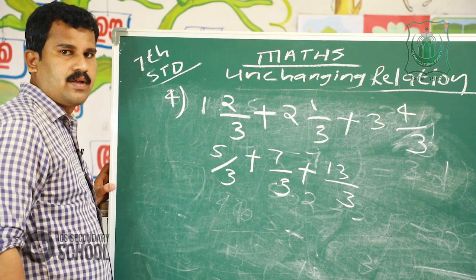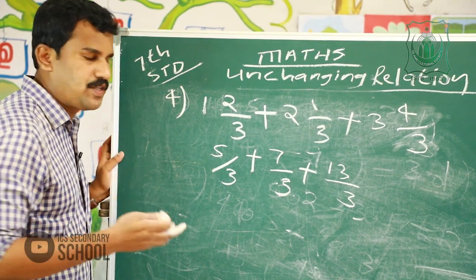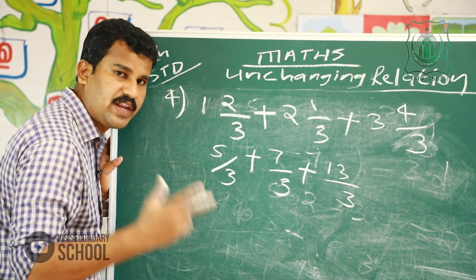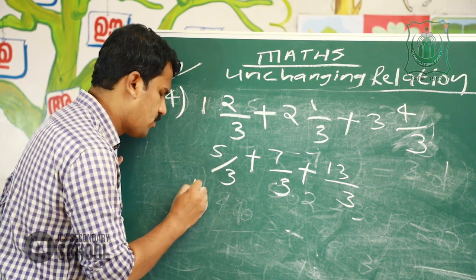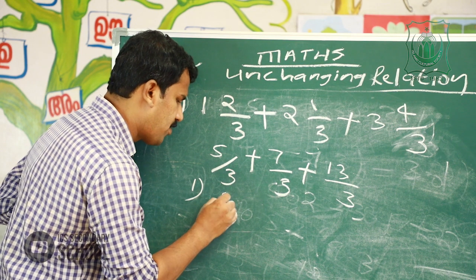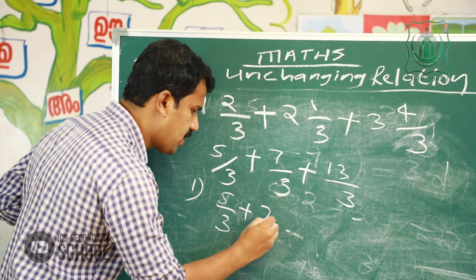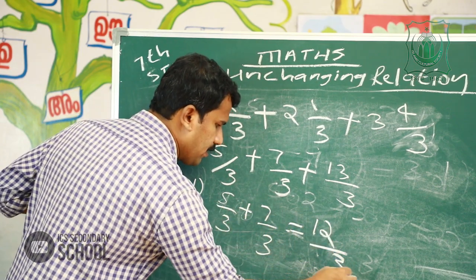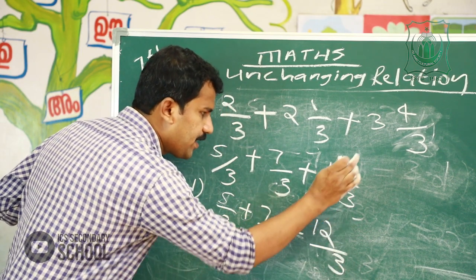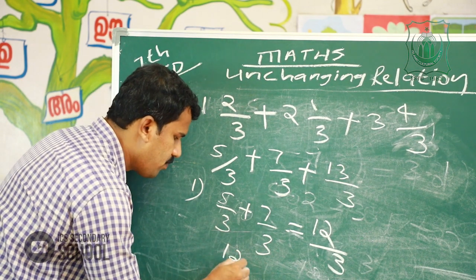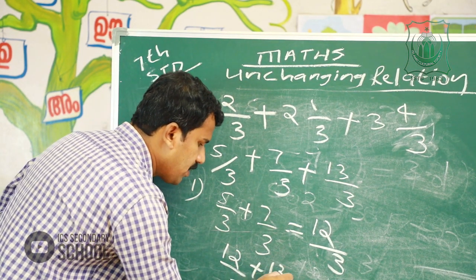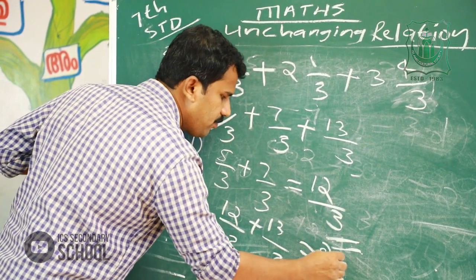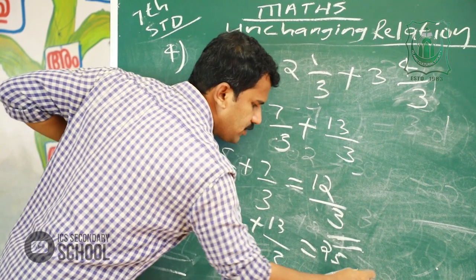Then you can use any one of these methods in addition. Method 1: first we solve 5 by 3 plus 7 by 3, that is 5 plus 7, 12, 12 by 3. Then this 12 by 3 is added to 13 by 3, that is 12 plus 13, equal to 25, 25 by 3. So the answer is 25 by 3.